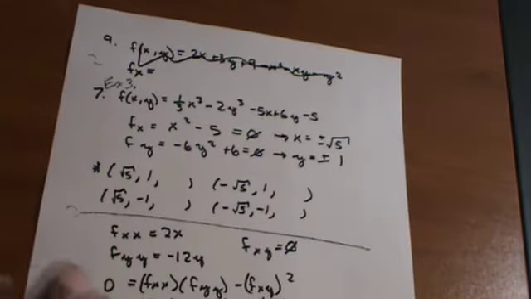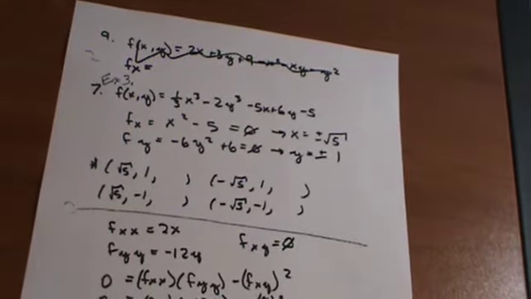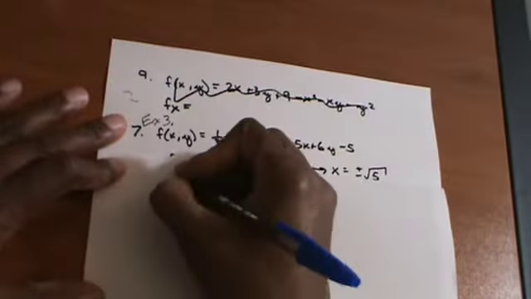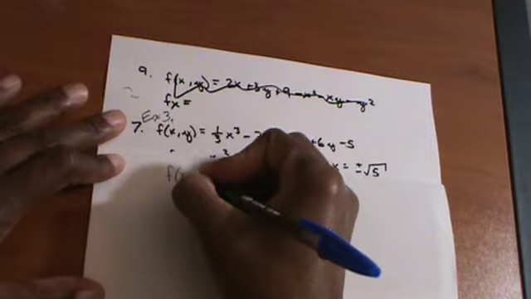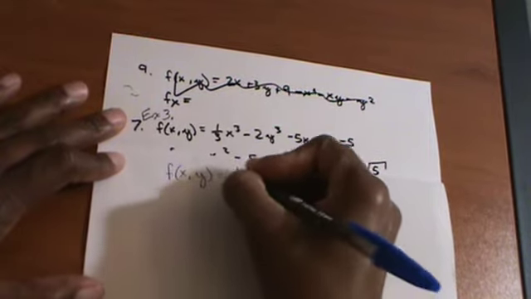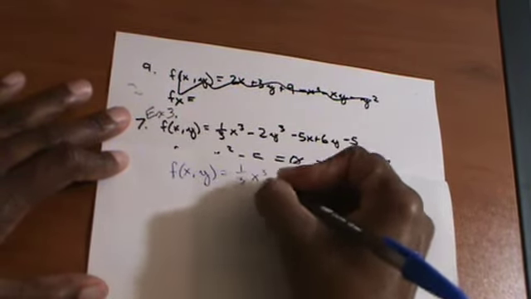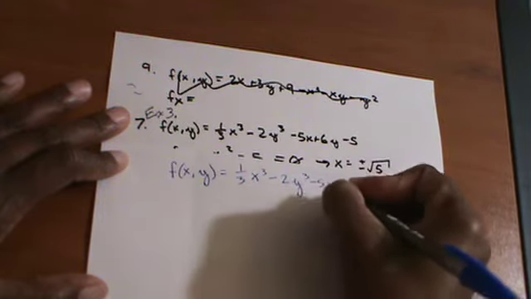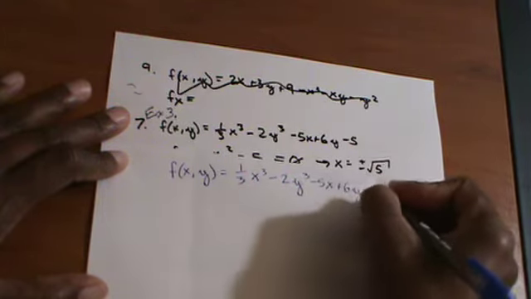Okay, let's look at one more problem, and I'll come back to both of those. So please make sure that you have your notes so that you can follow along with what I'm doing as we move forward. So what happens if we have f of x y? This is also in your notes. 1/3 x cubed minus 2y cubed minus 5x plus 6y minus 5.